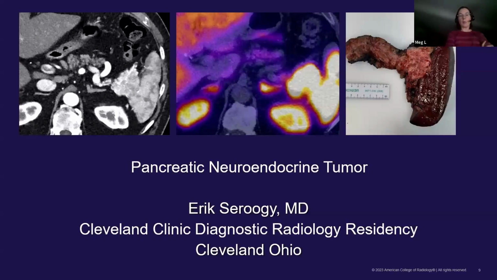So this turned out to be a pancreatic neuroendocrine tumor. This was a well-differentiated tumor, which generally has a good prognosis. This had a relatively low Ki-67 of 9%. And so the patient will undergo surveillance.